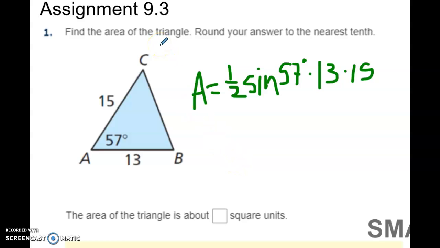The area of the triangle formula is 1/2 the sine of an angle times the other two sides. So since we have sine of A, we're going to use side C and side B. So 1/2 times the sine of 57 times 13 times 15. Be sure that you're multiplying those together. You put it in your calculator and you get 81.8.